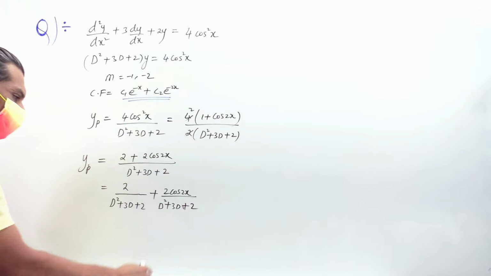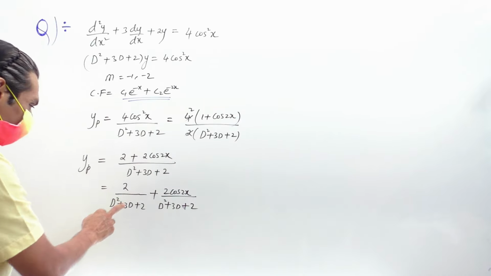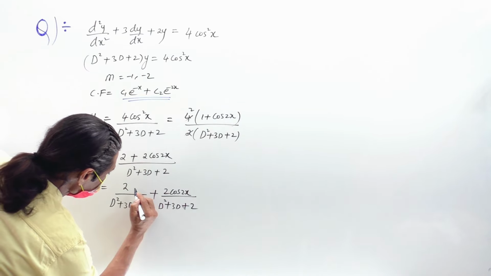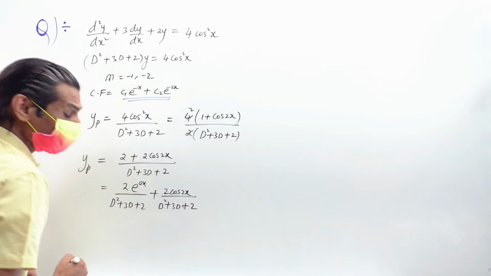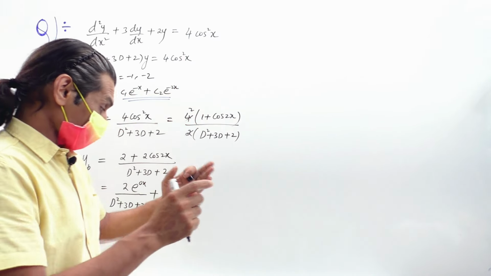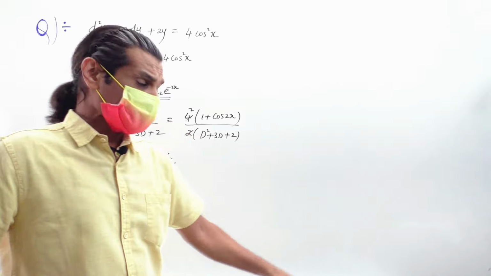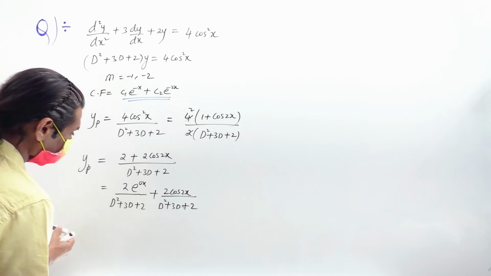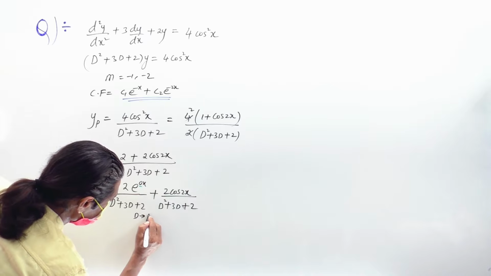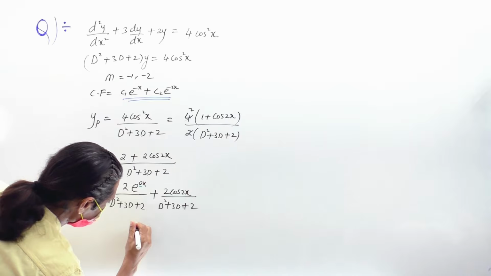Fine. Now if you see carefully here, which are the types here? Here the constant means type number 1. We can write it as 2 into e raised to 0x. It means e raised to ax by f of d. We already learned, watch the previous video if you haven't. E raised to ax upon f of d, replace all the d's by a. So what is a here? 0. So we replace in the denominator all the d's by 0.